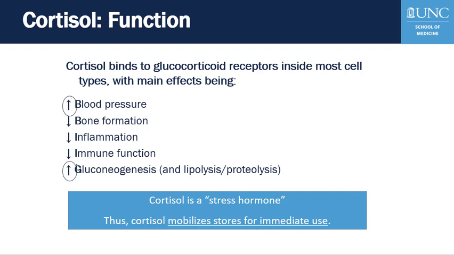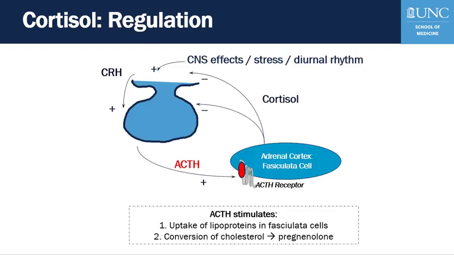And you can see that there are these two up arrows, meaning that blood pressure and glucose production are increased by cortisol, while the more housekeeping type of functions like bone formation, inflammation, and immune function are suppressed by cortisol. The regulation of cortisol is very different from the regulation of aldosterone.